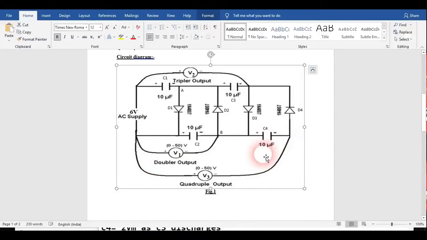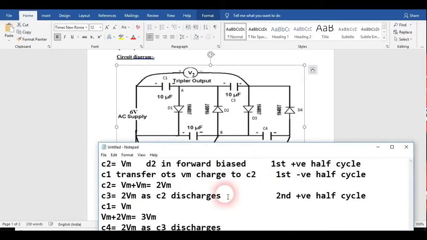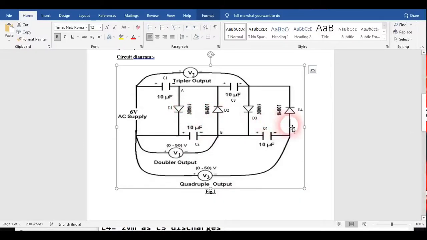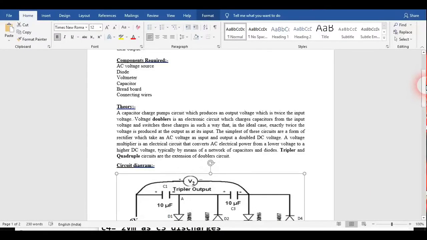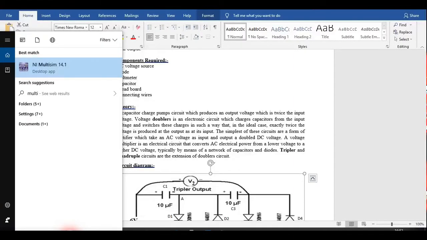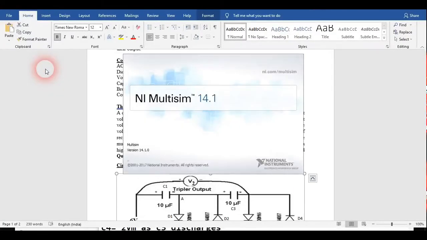This process will continue and continue, and this will give us doubler output, tripler output, quadruple output. If we extend this circuit, it will give us more of this type. We can multiply the output voltages by use of capacitor and diode. So this is how this circuit is going to work. Now I am going to draw the circuit and show you how this works in Multisim. Just I am going to open Multisim here.